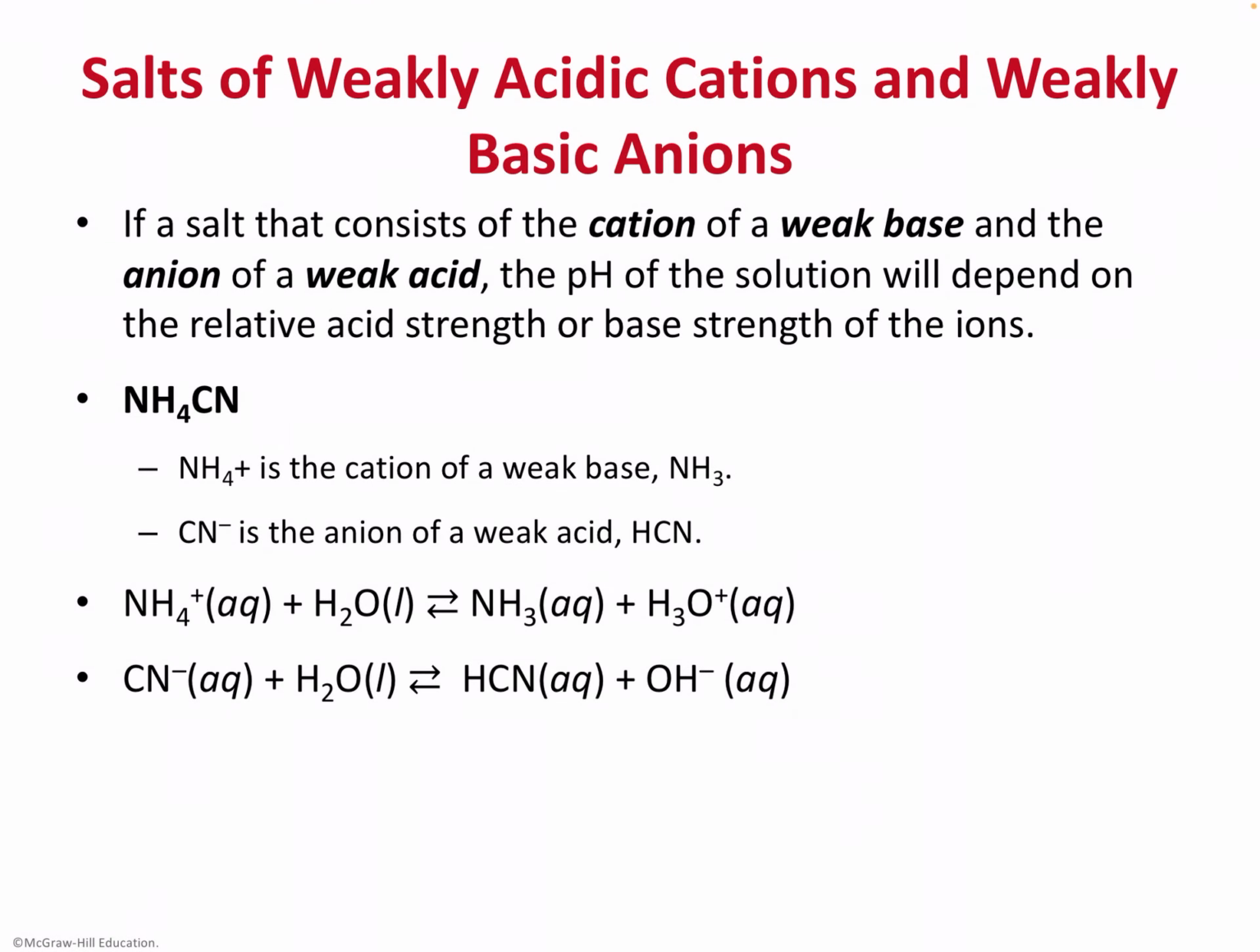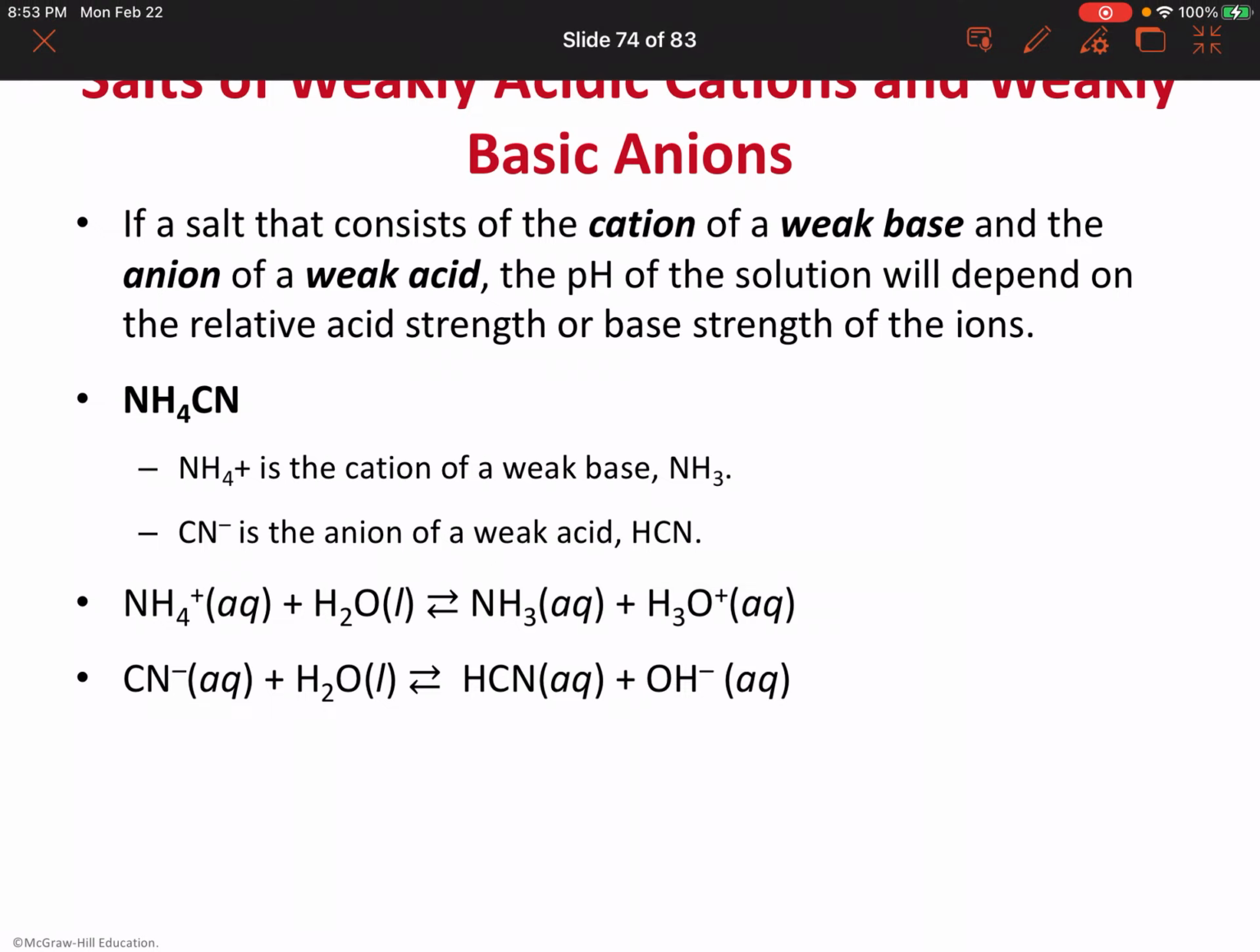Hopefully this is the last session for our chapter 18. Okay, let's see here. Salts of weakly acidic cations and weakly basic anions. If a salt consists of the cation of a weak base and the anion of a weak acid, the pH of the solution depends on the relative acid strength or base strength of the ions. Let's say ammonium cyanide. So ammonium cyanide is a salt.